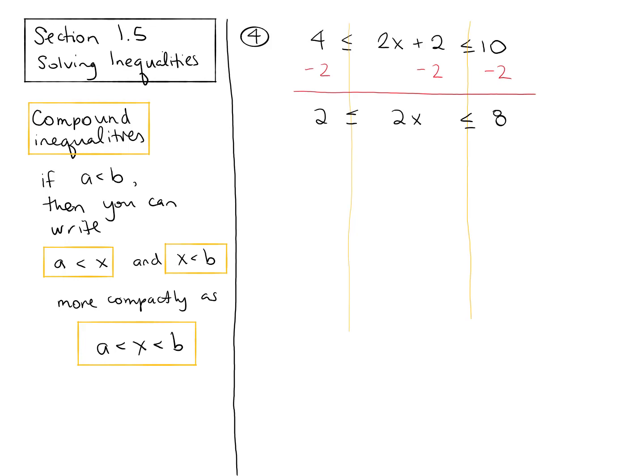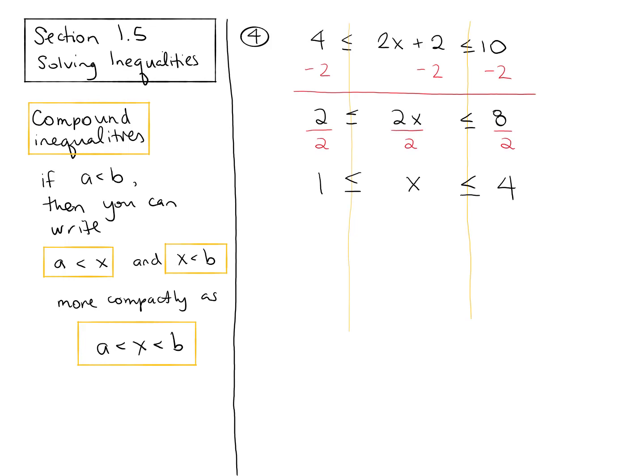And then I'm going to divide by the coefficient of the variable. So I'm dividing by 2. Now, is that positive or negative? It's positive, so do my signs switch or do they stay? They are going to stay in the same direction because the 2 was positive. So when I do that division, 2 divided by 2 is 1. 2x divided by 2 is just x. And 8 divided by 2 is 4. And so there is my statement.